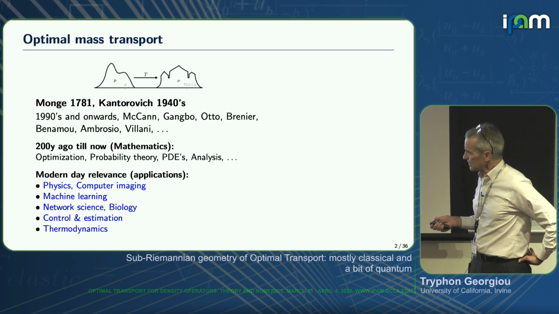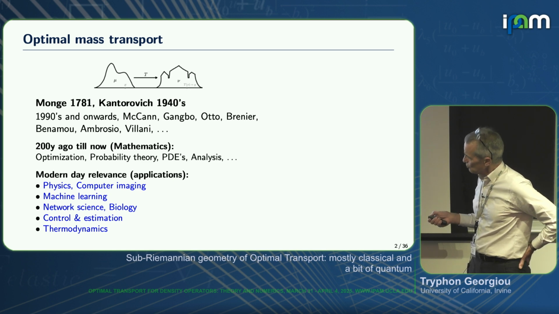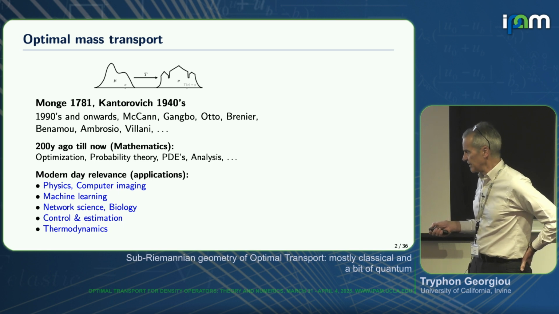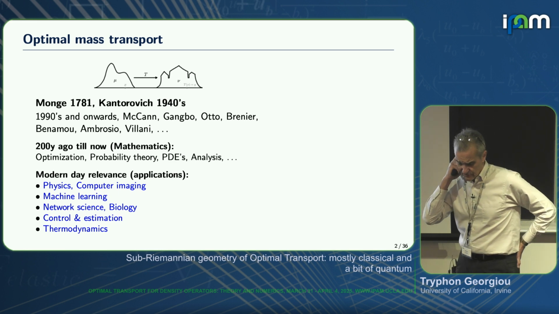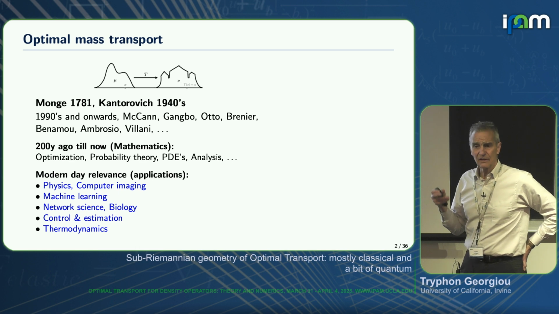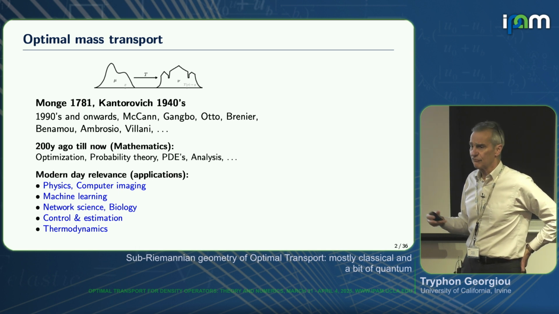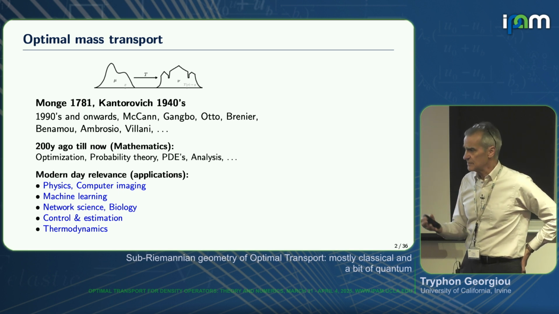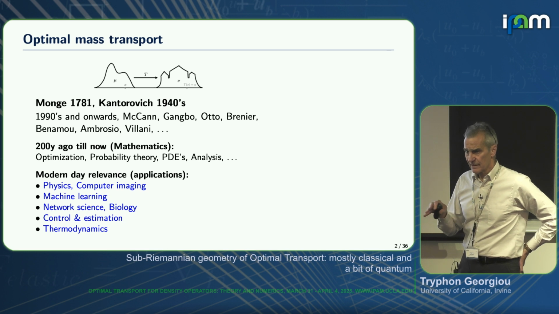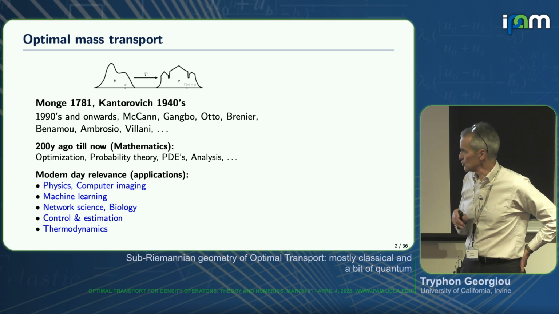The first application started in physics. Of course, there was also economics and so forth, and then computer imaging and machine learning were a big customer, then network science, biology, and so forth. And I put lastly thermodynamics, and this is extremely important because some of the early contributions by Otto, Kinderlehrer and Jordan showing gradient flows couple very much optimal transport with dissipation and heat. And again, we will be playing throughout the quarter with quantum versions of that.